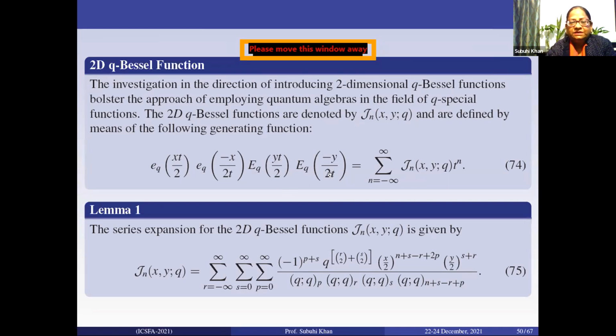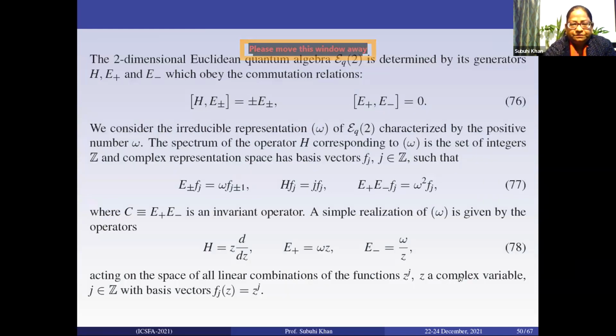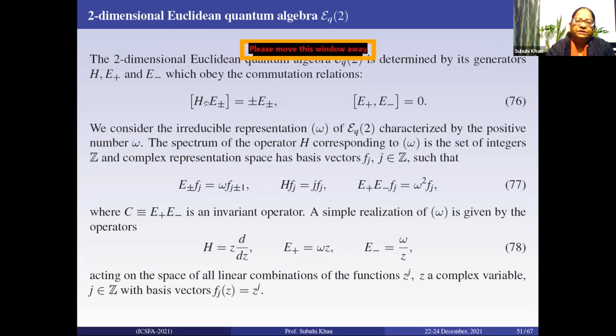So this is the generating function, and this is the series form. We have three series here for the 2D Q Bessel function. This is defined by, and now we come to the algebra with which we are going to relate it, and that is the two-dimensional Euclidean quantum algebra EQ2. This is determined by its generators H, E plus and E minus. So these are the generators, and these operators satisfy these commutation relations.